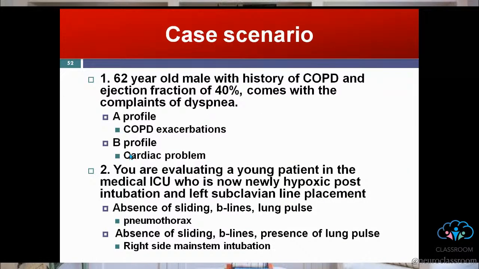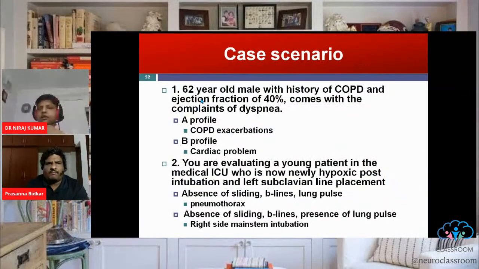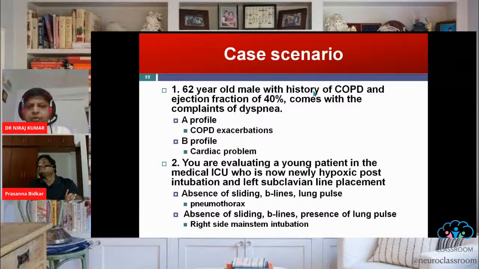Now, till now, we have discussed the normal lung and the pathological lung. Now, remember the first scenario, the 62-year-old male with a history of COPD and an ejection fraction of 40% who comes with dyspnea. If there is a history of COPD and a low ejection fraction, the dyspnea may be because of respiratory pathology, or it may be cardiac in origin. So simply you have to keep your probe.